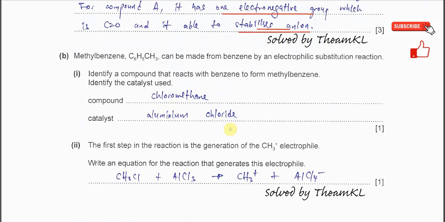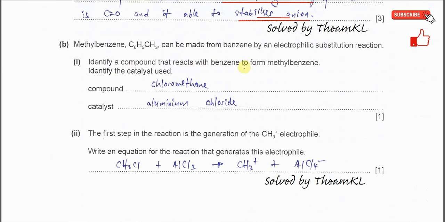Part B. Methylbenzene, meaning the benzene with one methyl group, can be made from benzene by electrophilic substitution reaction. Part 1. Identify a compound that reacts with benzene to form methylbenzene.